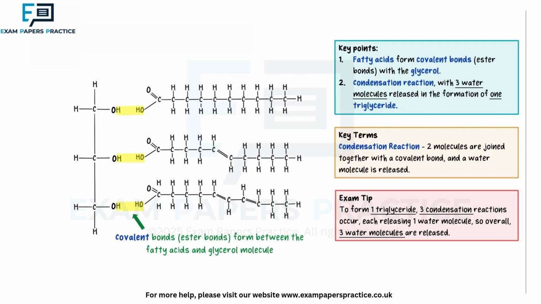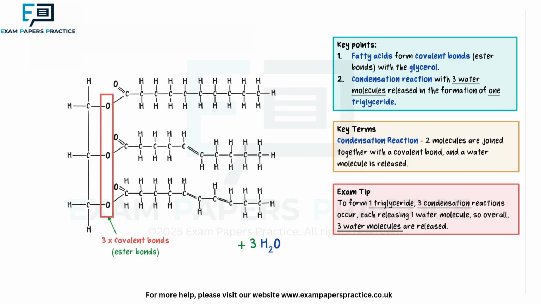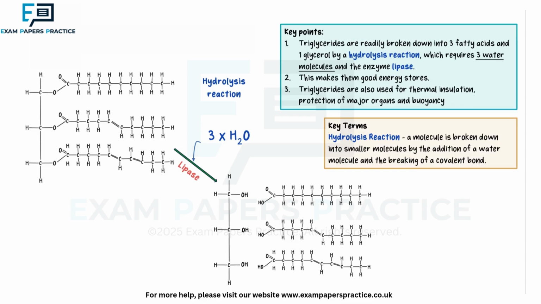So how are triglycerides formed? Well, like polysaccharides, they are formed by the formation of covalent bonds, this time between the fatty acids and glycerol molecule via condensation reactions. During this reaction, 3 water molecules are released due to the 3 fatty acids forming covalent bonds, known as ester bonds, with the glycerol. Again, like with carbohydrates, a triglyceride can easily be broken back down into its constituent molecules by hydrolysis reactions, catalysed by the enzyme lipase, thus making them good energy stores.